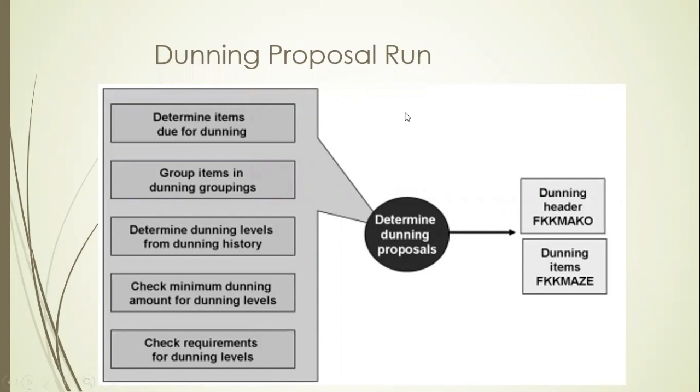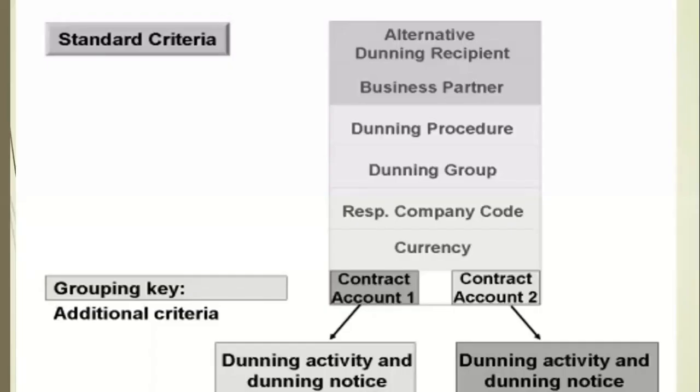So in the proposal run, which is FPVA, it executes at the header level. Then the header is FKK, and the line items are put into a table FKK, and then it goes for the dunning level in the dunning execution, where it will extract the contract account details and generate the notifications or notices for them.